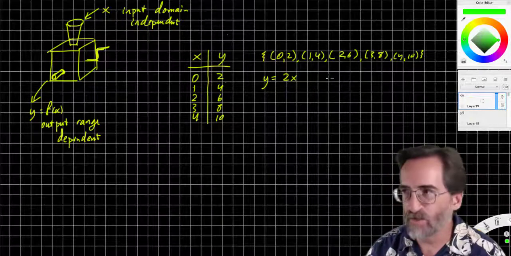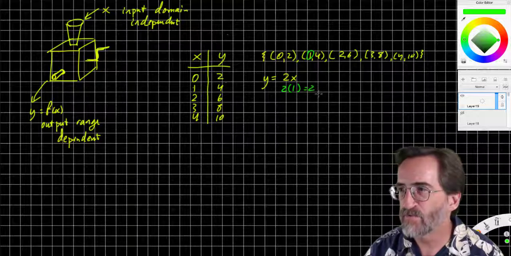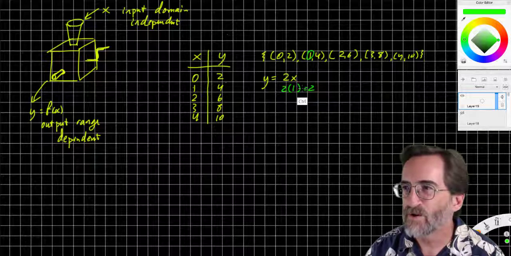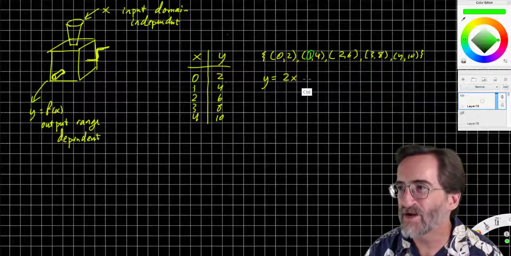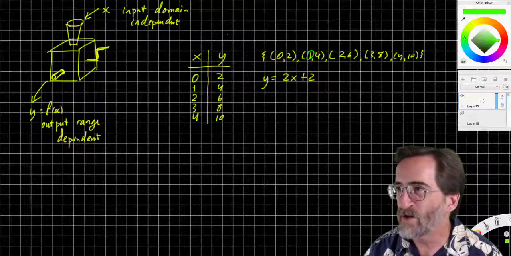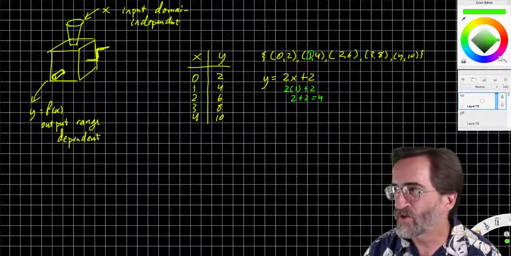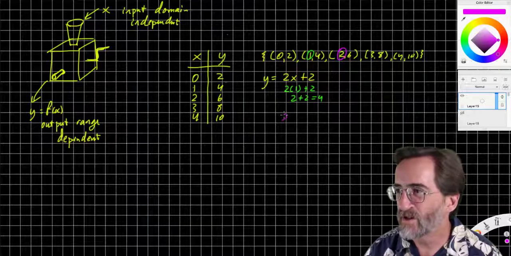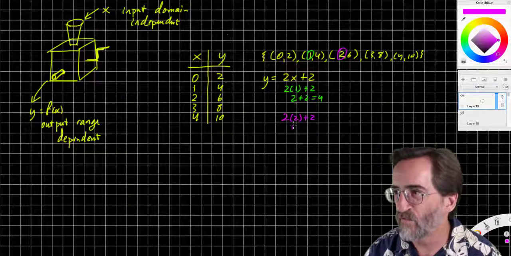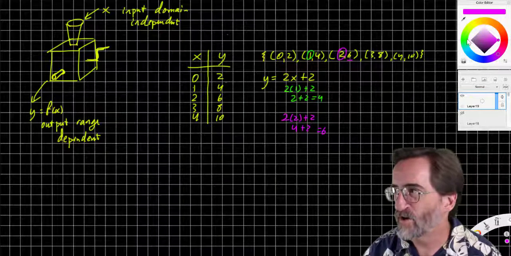We can substitute values. So for example, if I put 1 in for x, 2 times 1 is 2. Whoops. What? 2x plus 2. I'm missing part of the formula. 2x plus 2. Good catch. So if I put in 1, I get 2 times 1 plus 2, which is 2 plus 2, which is 4. If I put in 2, I get 2 times 2 plus 2, or 4 plus 2, or 6. So I get out the output there, right?